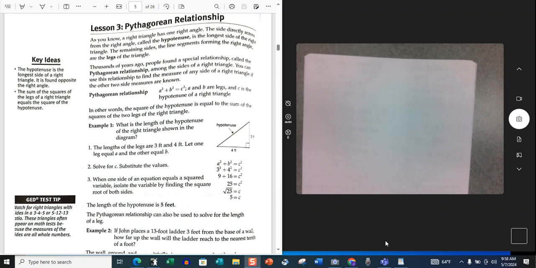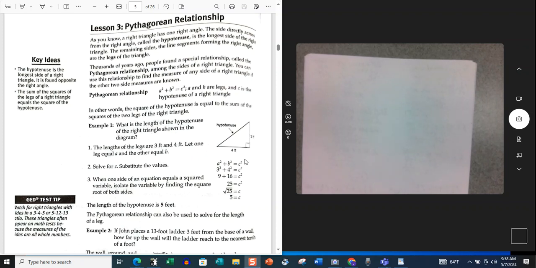The remaining sides, the line segments forming the right angle, are the legs of the triangle. So again, let's reiterate that. Wherever you see the 90-degree angle, which is here, this box here, directly across is the hypotenuse. And that is always the longest side of a right triangle. And again, we're on page 392, just to let you know.